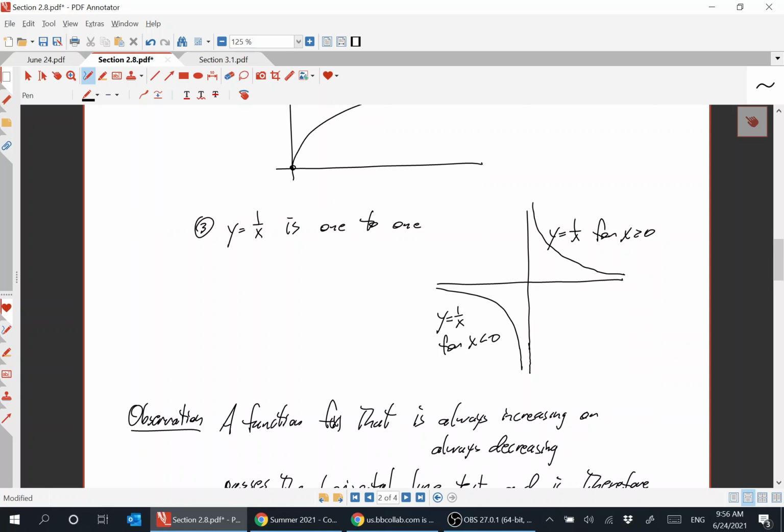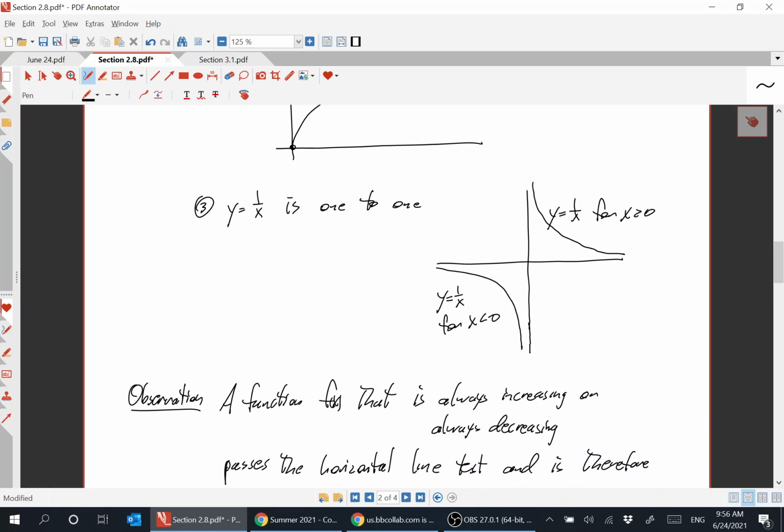y equals 1 over x. So this is another standard function, a graph of a standard function to think about. So it looks like that. And we'll talk more about what are known as rational functions, graphs of rational functions. But anyway, every horizontal line intersects it at most once. As a matter of fact, exactly once. The only horizontal line that misses it is just this one here, the x-axis itself.